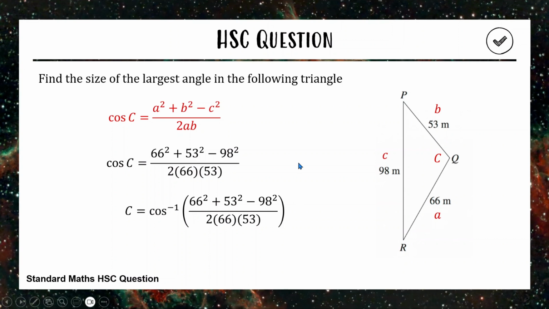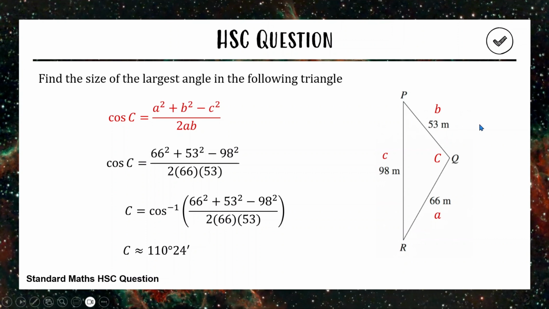If you press the right buttons and your calculator is in the right setting, you should get an answer for the largest angle in this triangle of roughly equal to 110 degrees and 24 minutes if you want to be precise. So there you go. Nice, easy, straightforward standard maths question.